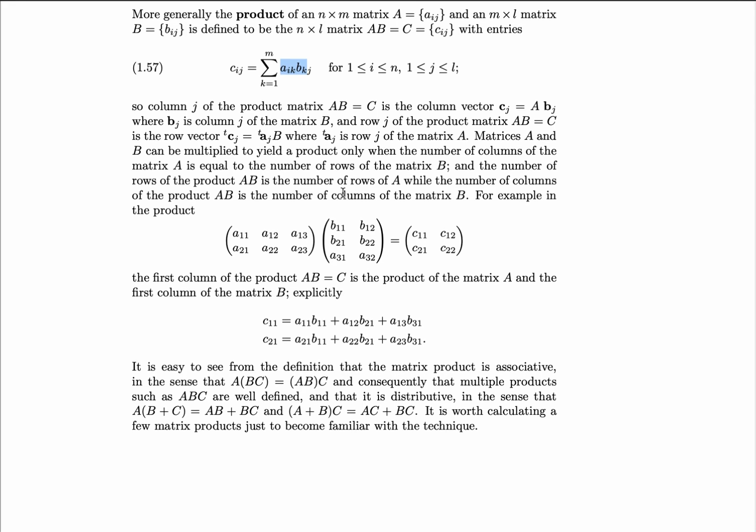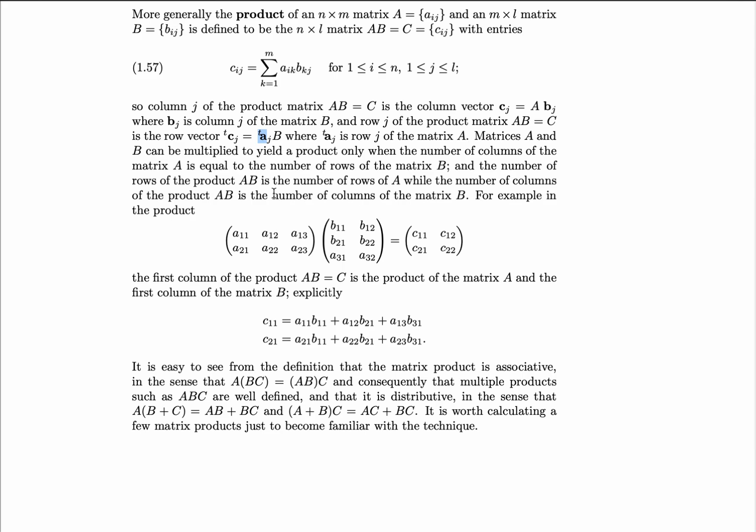So column j of the product matrix AB equal to C, the column vector C_j, is equal to A times B_j, where B_j is the jth column vector of the matrix B, and row j of the product matrix AB equal to C is the row vector C_j transpose, equal to A_j transpose times B, where A_j transpose is the jth row of the matrix A.